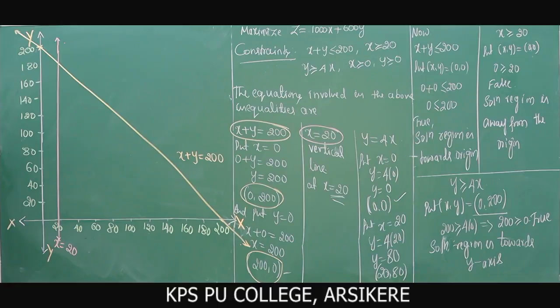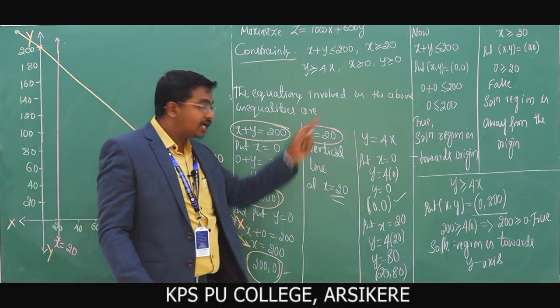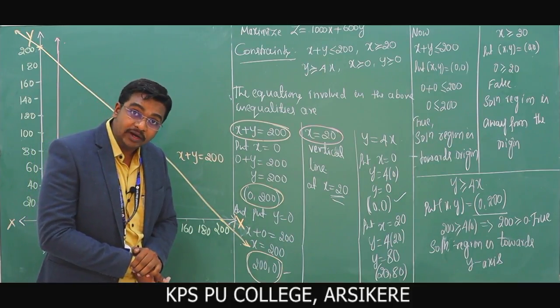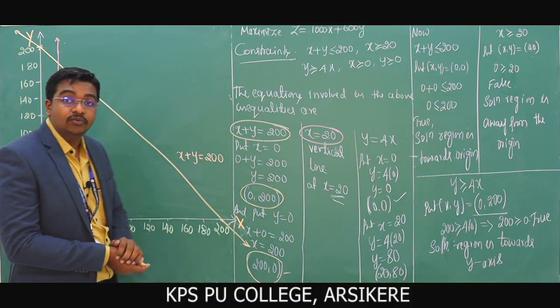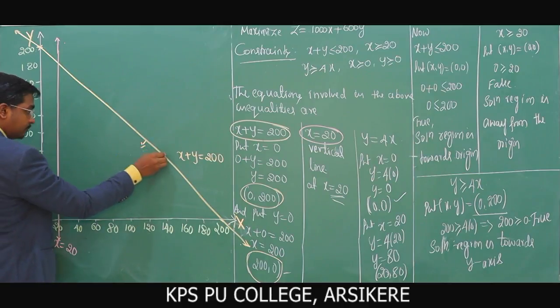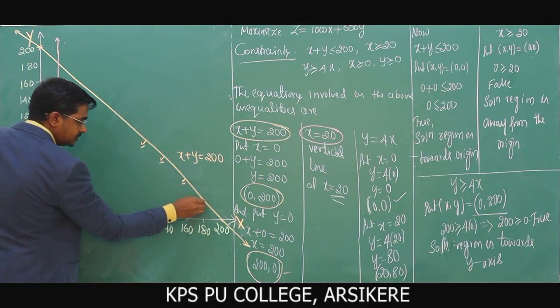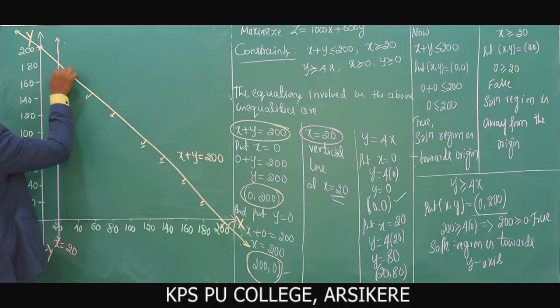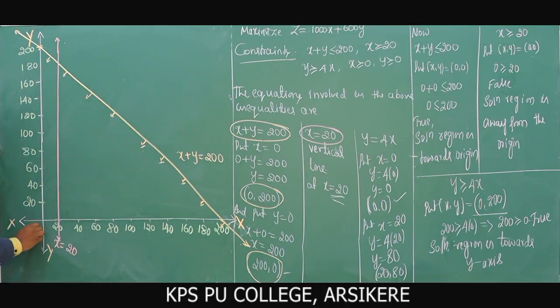So just observe for x plus y is equal to 200, the corresponding inequality x plus y less than or equal to 200. When you substitute x is equal to 0 and y is equal to 0, the solution region is towards the origin, right? Towards the origin. Here we have the origin.